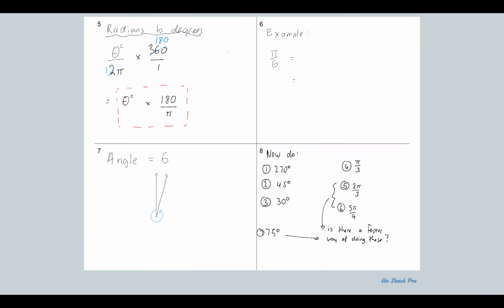So we've got pi on 6 is equal to pi on 6 times 180 on pi. So the pi's will cancel out. 6 goes into 18 3 times, so it goes into 180 30 times. And so it equals 30 degrees. And that's the radian to degrees. Any questions on that?